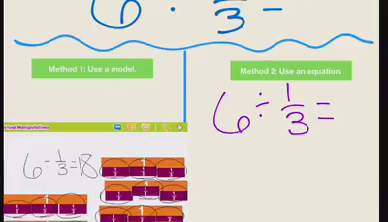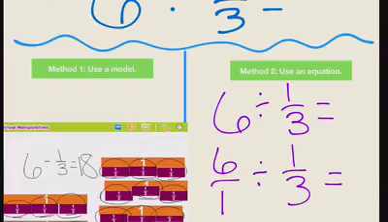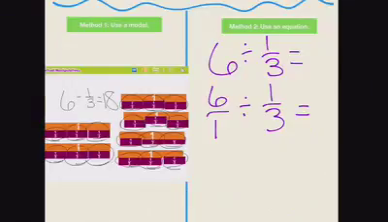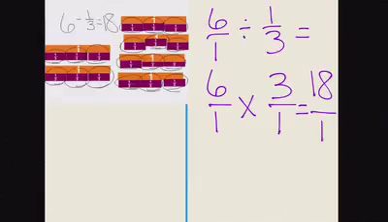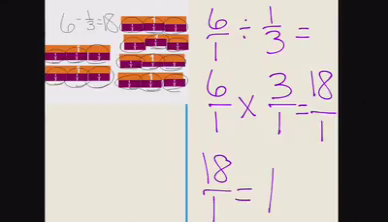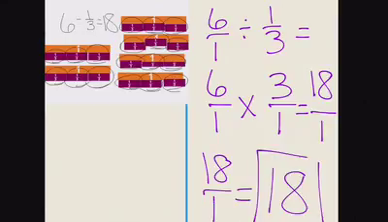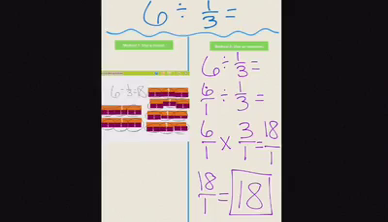Remember, begin by writing that 6 as 6/1. Then we're going to multiply times the second number's reciprocal. So we're going to do 6 over 1 times 3 over 1. Multiply straight across. 6 times 3 is 18. 1 times 1 is 1. But we know we're going to simplify that 18 over 1 to 18 because 18 divided by 1 equals 18. And you can see from both methods we get the same final answer of 18. Okay?